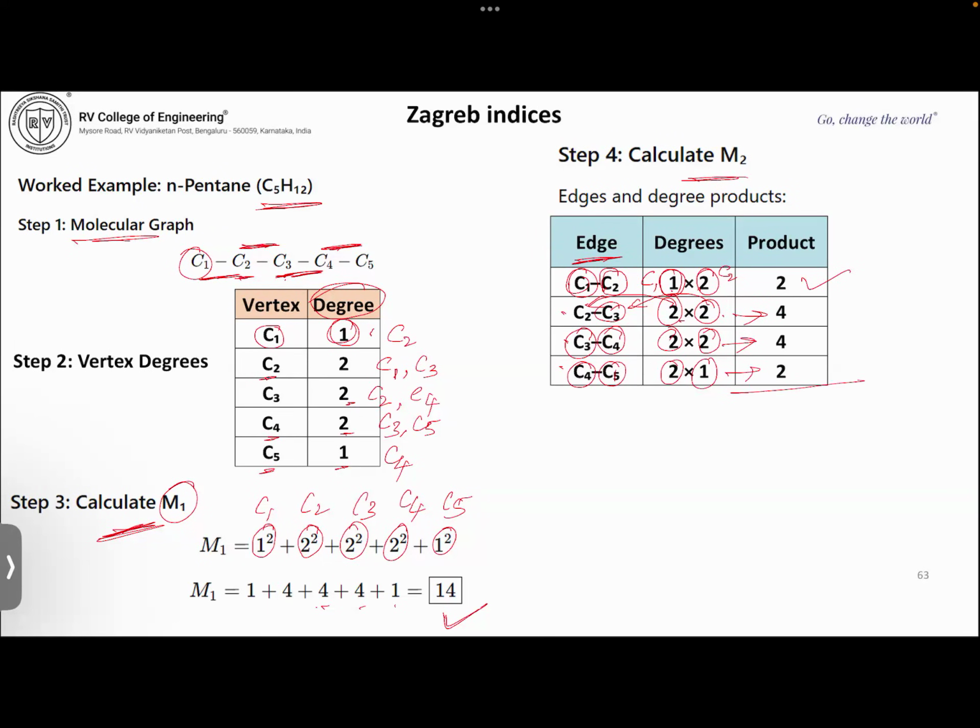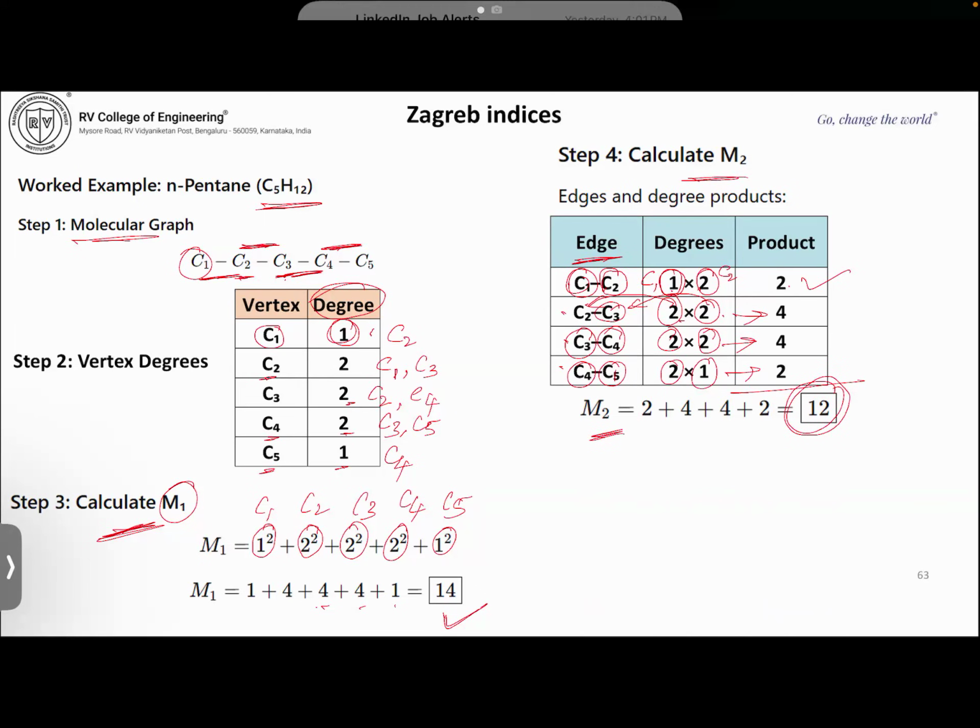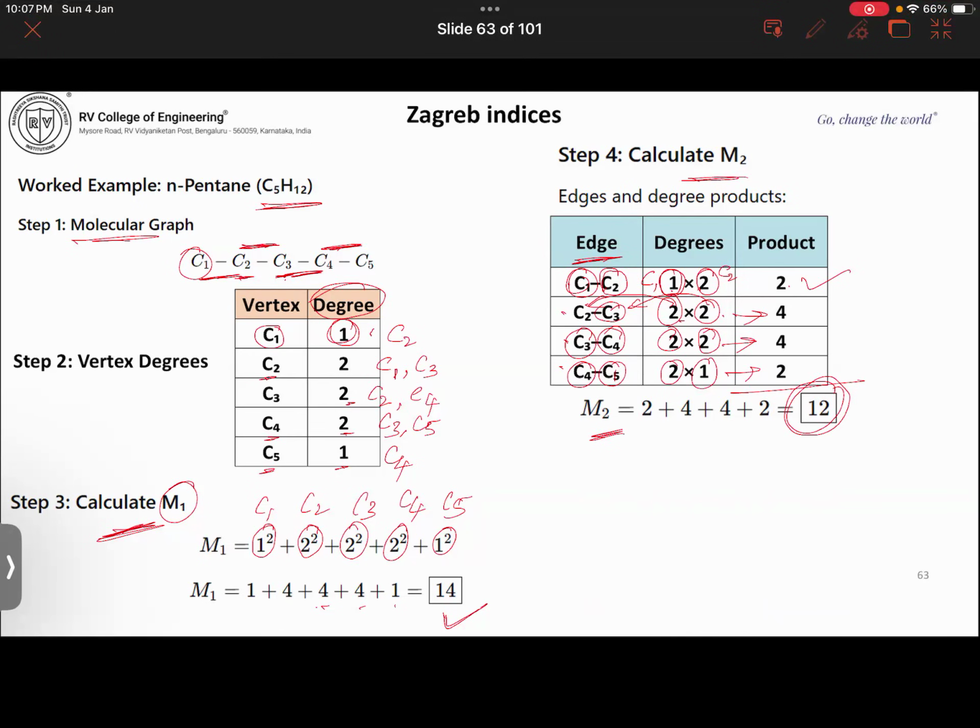So the sum of all this: 2 plus 4 plus 4 plus 2, that is 12. So this is the Zagreb number 2. So this is how we calculate the Zagreb indices for the given molecule.